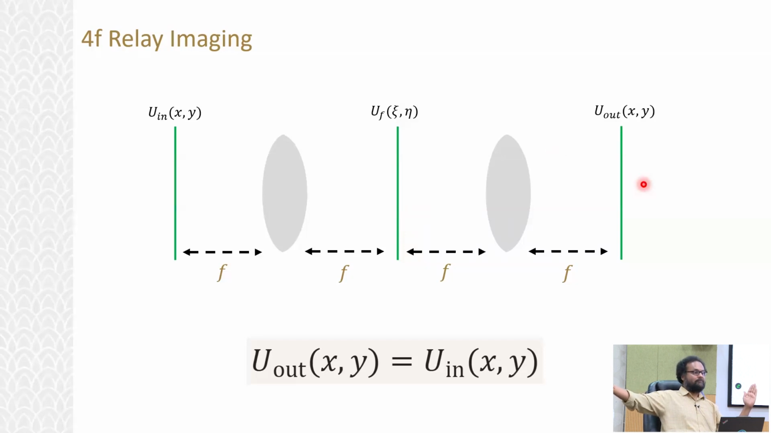You have relayed the information, both amplitude and phase wise, from the front focal plane to the back focal plane of this system. This is called 4F relay imaging, which is used for many things, including for polariton dispersion, for example. So it's very powerful.